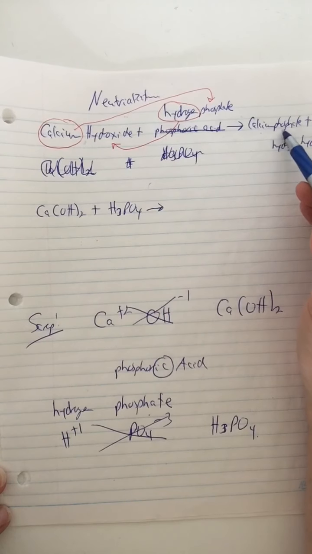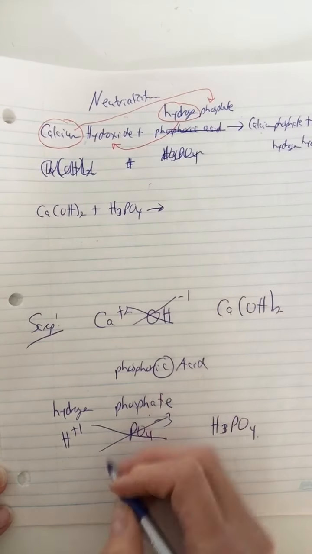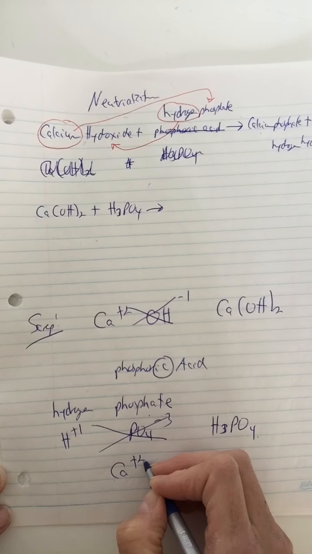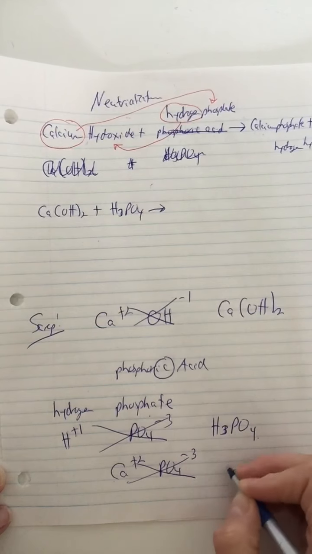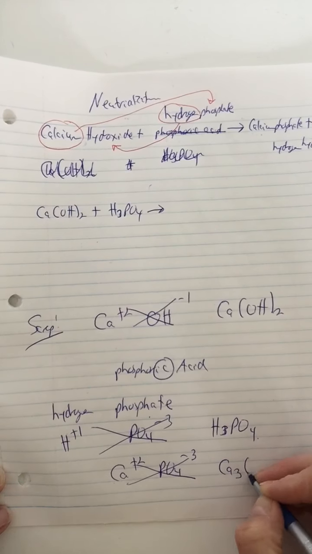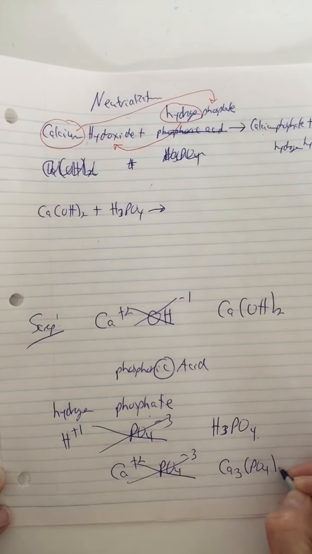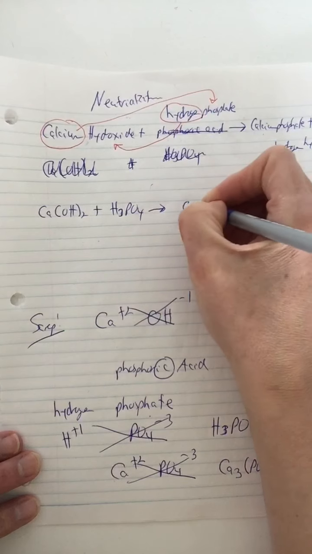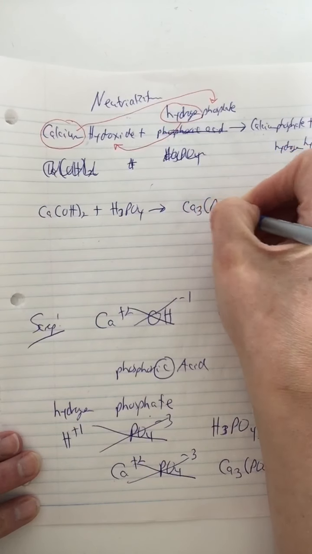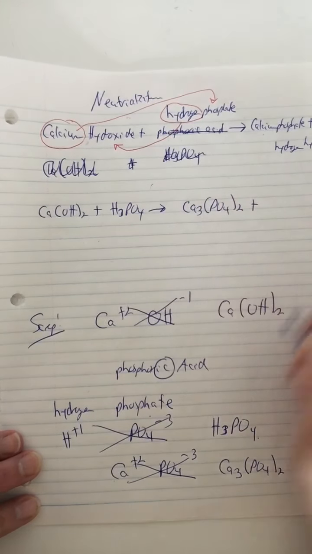Yields calcium phosphate. Well, what does that look like? Ca2+. What's phosphate? PO4 3-. So what do I get? Ca3(PO4)2. So I get calcium phosphate. Ca3(PO4)2. Plus hydrogen hydroxide.